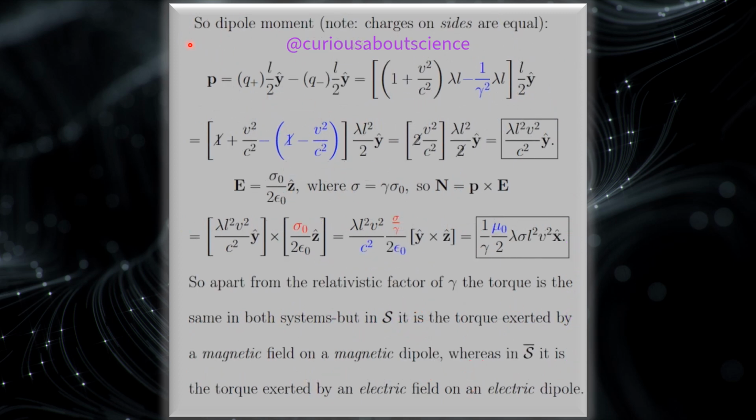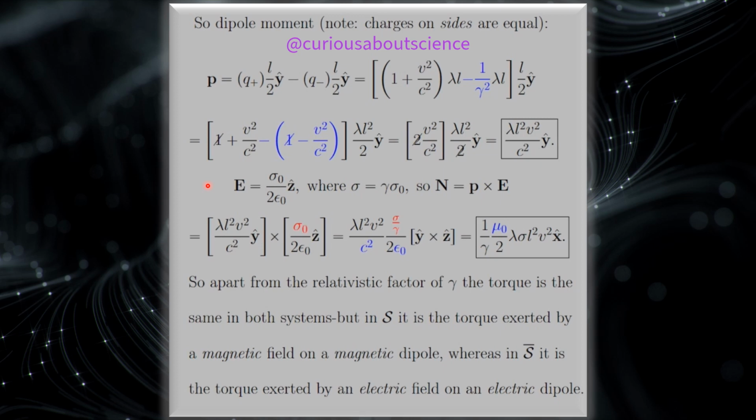So the dipole moment, note charges on the sides are equal, so what we have here creates this thing. And that's the dipole moment of the electric dipole because of the contraction factors. That being said, what a wonderful little thing we have here. Let's clean everything up that we can, plug everything in that we know, and tidy up algebraically. We see that the dipole moment P results in a lambda L squared V squared over C squared in the y-hat direction, of course.